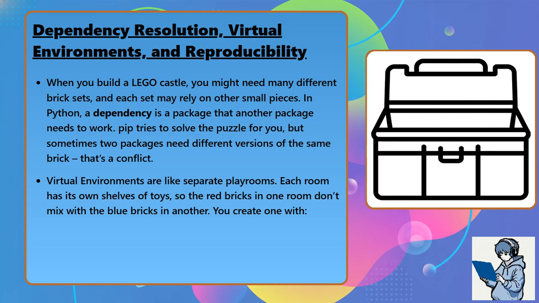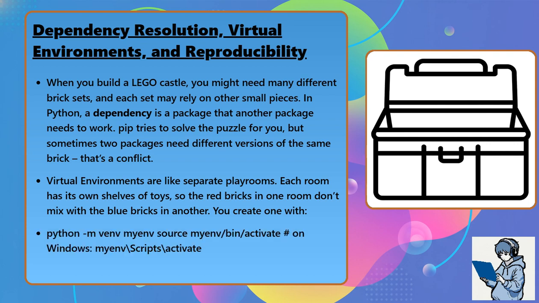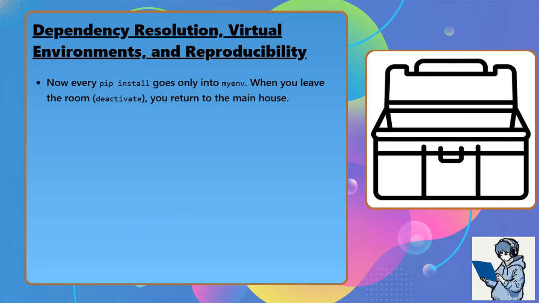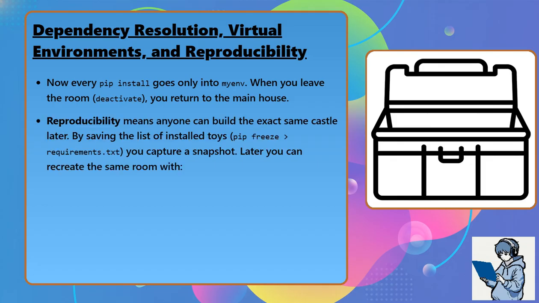You create one with python -m venv myenv, source myenv/bin/activate, on Windows myenv\Scripts\activate. Now every pip install goes only into myenv. When you leave the room, deactivate, you return to the main house. Reproducibility means anyone can build the exact same castle later.